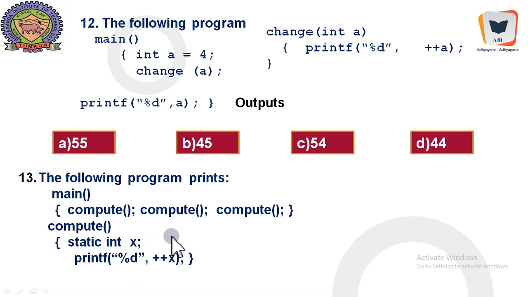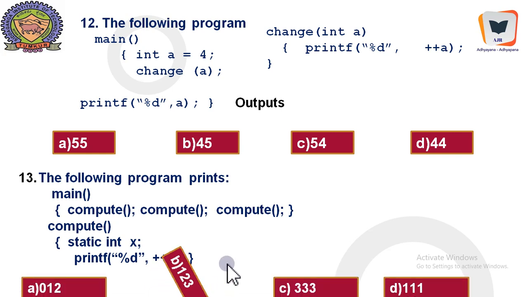Once again when compute is called, x will retain, because it is a static variable, x will carry 1, which was done in the previous call, so it becomes 2. Then in the next call, the 2 will be retained by this particular function, and 2 plus 1 will become 3. So you should print 1, 2, 3. Yeah, this is the correct answer.